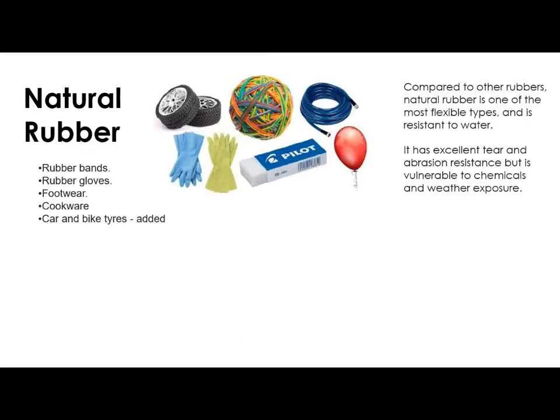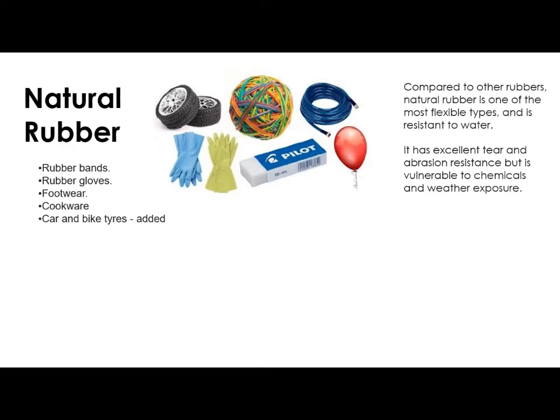So first one being natural rubber. It comes from rubber trees. It is one of the most flexible types of rubber, and it's very resistant to water, which makes it obviously suitable for things like rubber gloves, footwear, cookware, all those different types of things. It has some downsides though. It does have excellent tear and abrasion resistance.